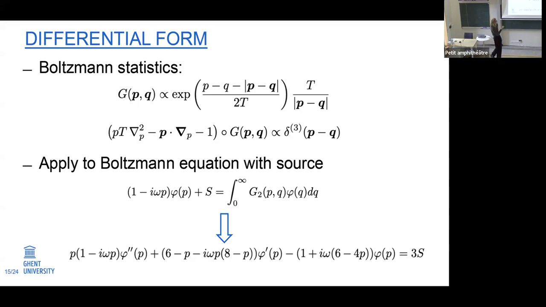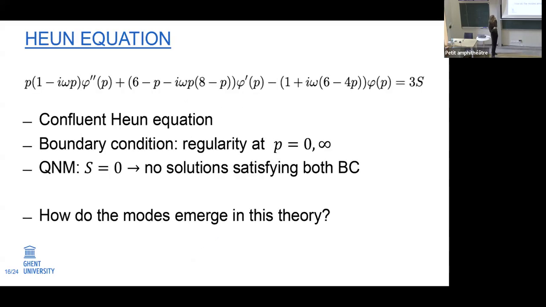I'm not going to go into the details of it, but what's important is that this is some confluent Heun equation, which has a couple of different singularities, and sadly there's no closed form solution. But because this occurs a lot in, for example, holography, we can use all the different methods that exist there to actually guess.